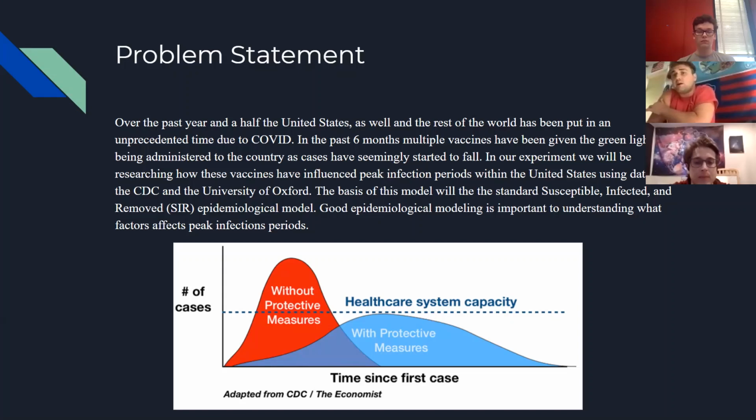So the basis of this model will be the standard susceptible, infected, and removed epidemiological model. This is very important to understanding what factors affect the peak infection periods and how this can overall benefit the country as well as the rest of the world during this very hard time.